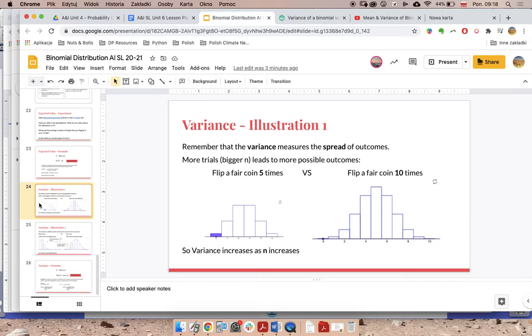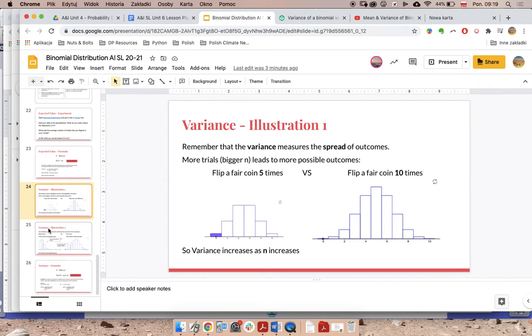I've illustrated graphically what we mean by the spread of outcomes. On the left, we are flipping a fair coin 5 times and counting how many heads we get. On the right, we're flipping a coin 10 times. If we flip the fair coin only 5 times, we could have any outcome between 0 and 5, whereas with 10 times, we obviously have more outcomes. That means that as we increase the number of trials, we also increase the variance, because here we have a spread of 11 possible outcomes, and here we have 6 possible outcomes.